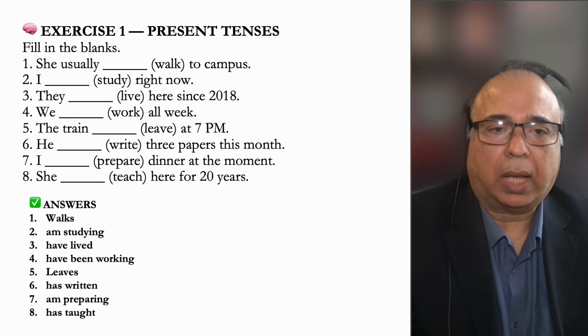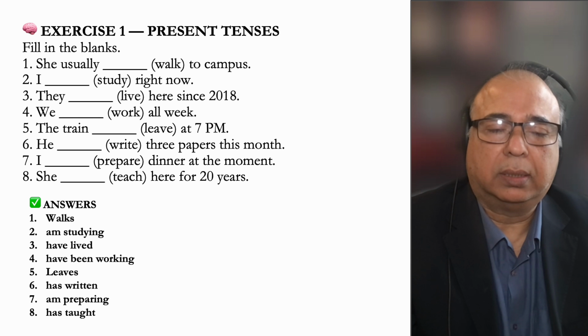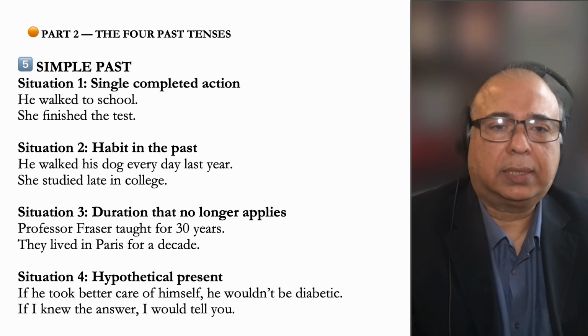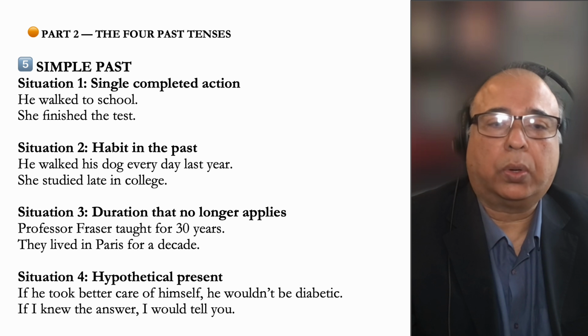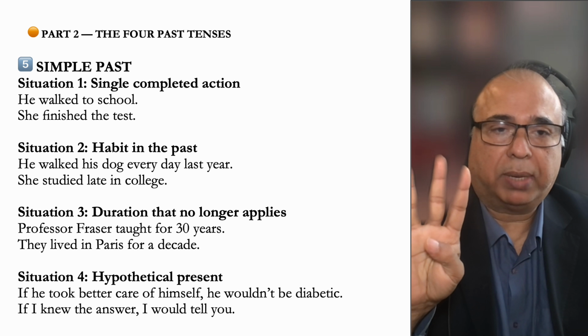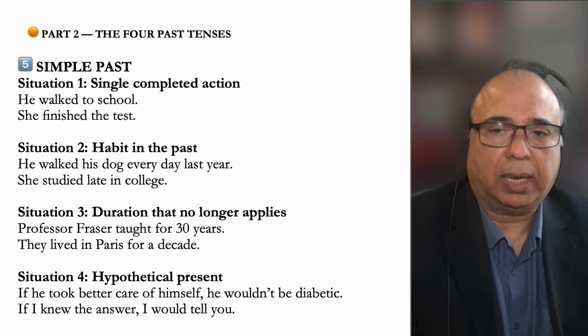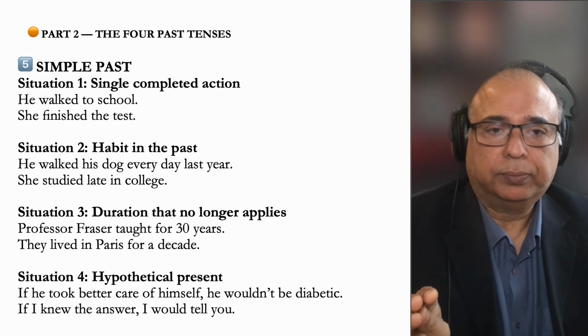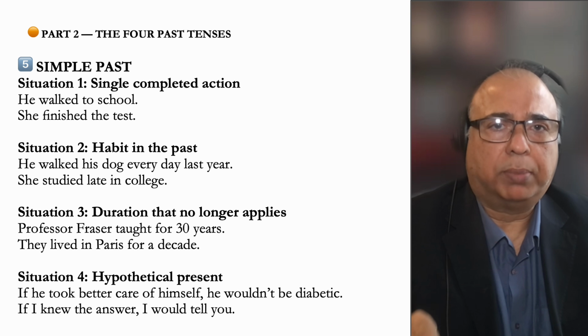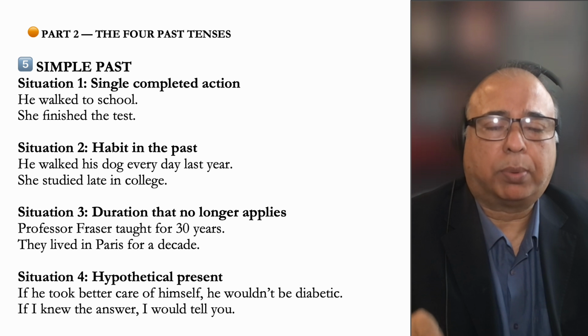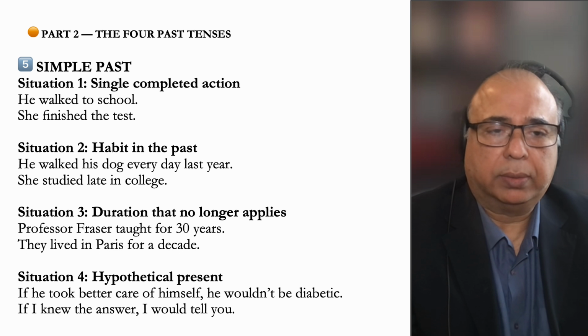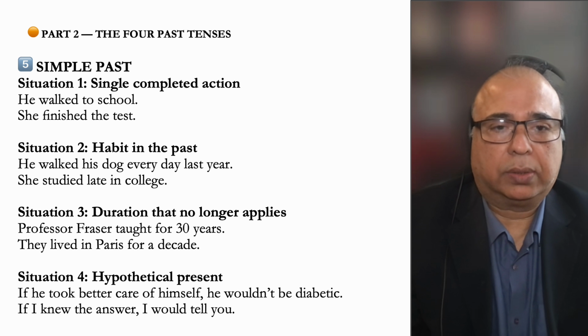Right? How did you do? Isn't this good? So you practiced all present tenses, all 4 of them. Great. Let's move on. Now we are going to study the 4 past tenses. Same thing, but different time. Simple past, past progressive, past perfect, past perfect progressive. Okay, shall we? Let's start. Simple past.